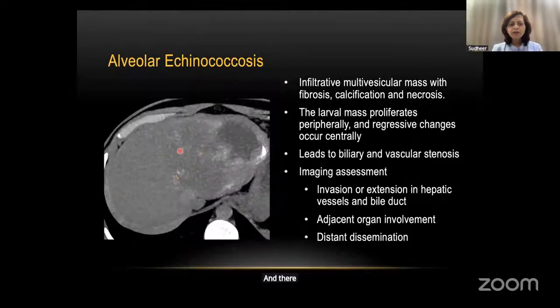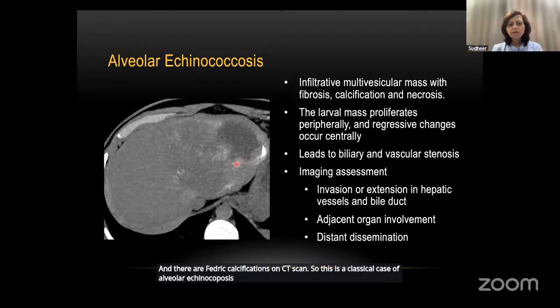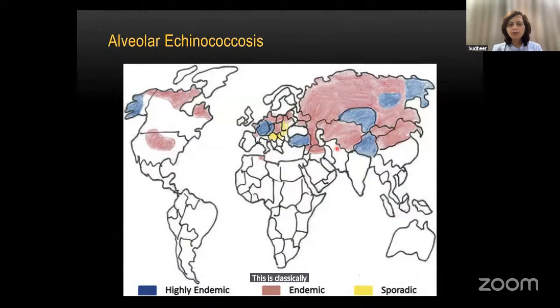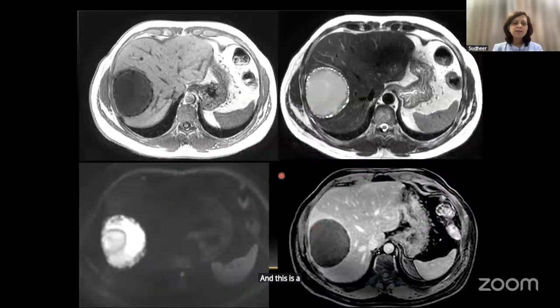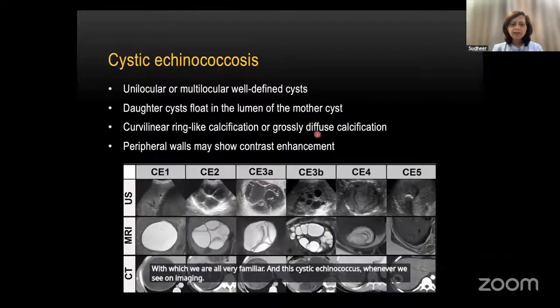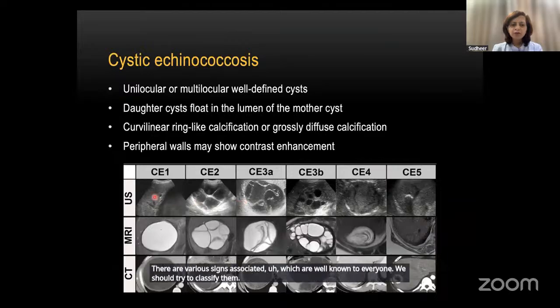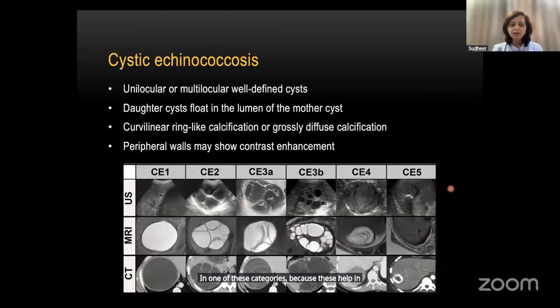And there are feathery calcifications on CT scan. So this is a classical case of alveolar echinococcosis. In this, there is an infiltrative multivesicular mass which progresses at the periphery and regresses in the center. This is classically seen in the northern hemisphere, somehow not seen in the southern hemisphere. And this is a counterpart of the classic cystic echinococcosis or Echinococcus granulosus, with which we are all very familiar. And this cystic echinococcosis, whenever we see on imaging, there are various signs associated which are well known to everyone. We should try to classify them in one of these categories because these help in making the management protocol easier.